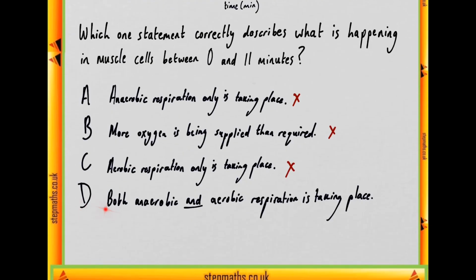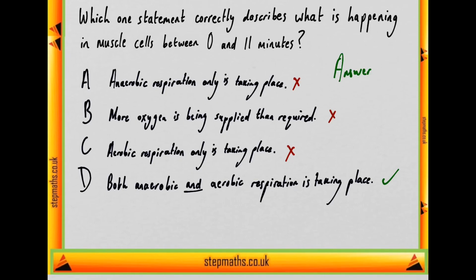And finally we have D, which summarises the situation, which is that both anaerobic and aerobic respiration is taking place, as indeed is happening for many complex muscular functions. So we can say our answer is option D.